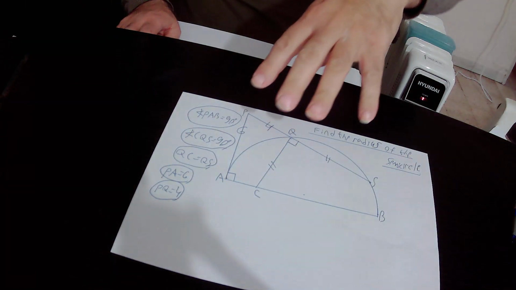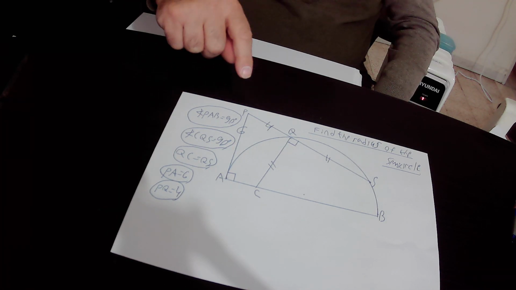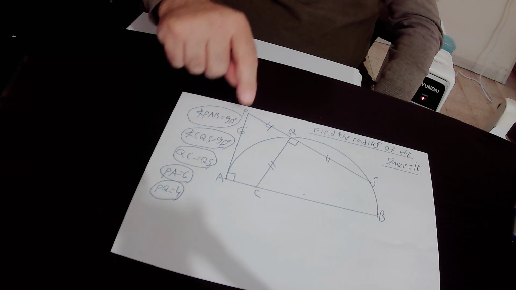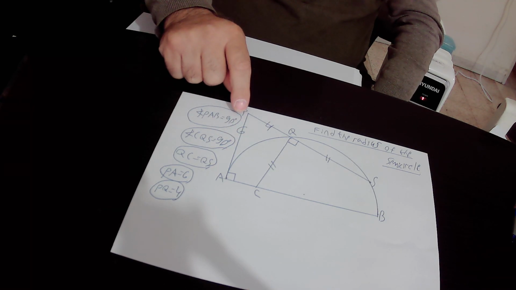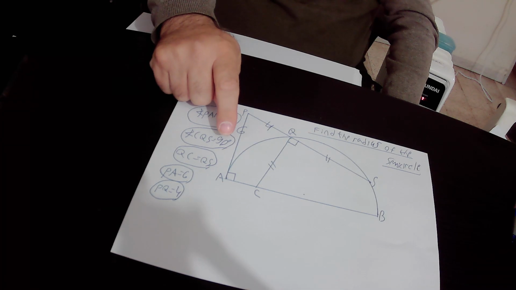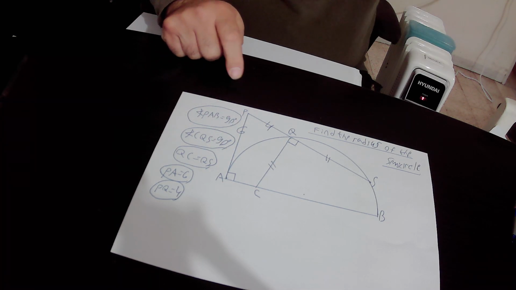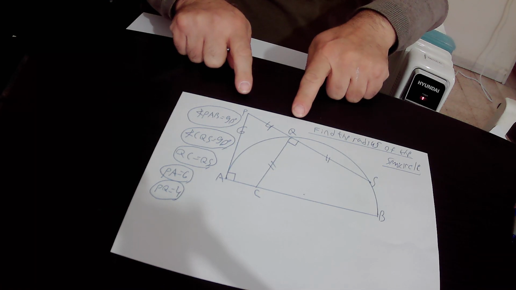Hello, in this lecture we'll find out the radius of the semicircle. In the drawing we have a semicircle. We also know that line segment PA equals 6 units in length, and PA is tangent to this semicircle at point A, and PQ equals 4 units in length.